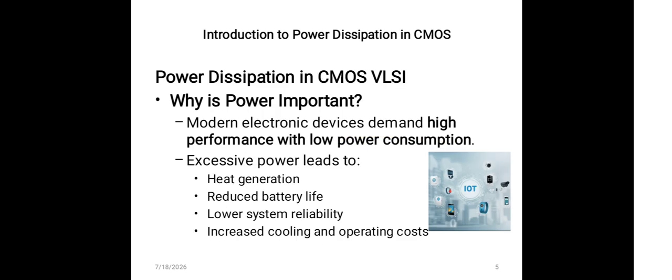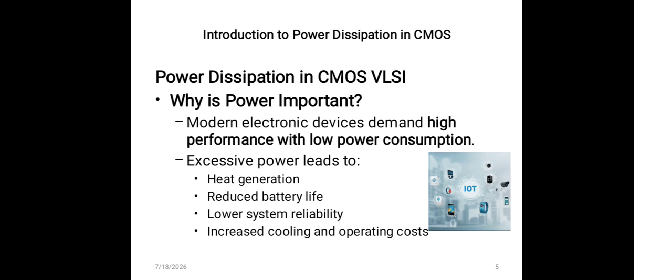Next, why is power important in VLSI? Now let us discuss why reducing power consumption is important. Then we will go on to how to minimize the power dissipation. Modern electronic systems are expected to be faster, smaller and more energy efficient. If a circuit consumes excessive power, several problems arise. The first problem is heat generation.